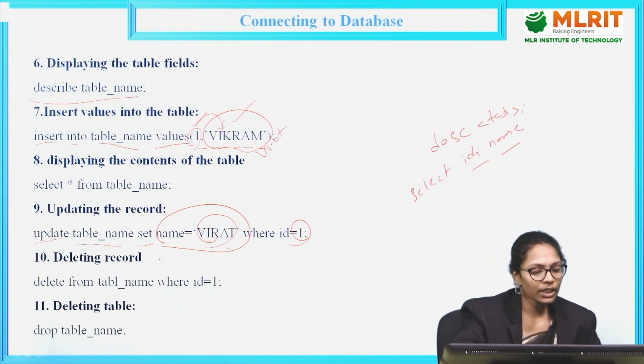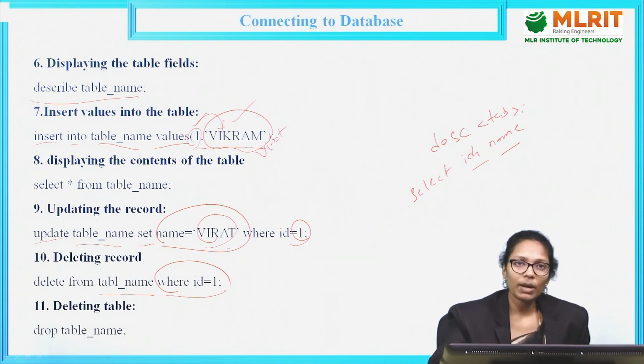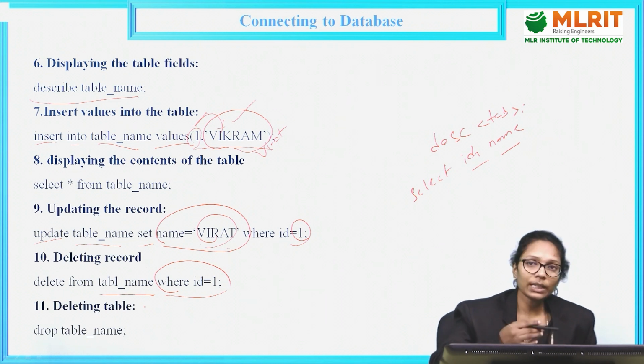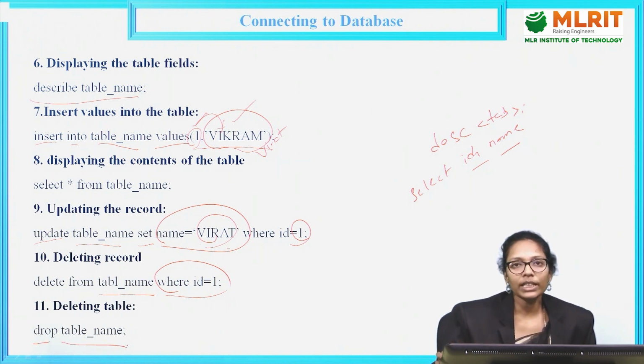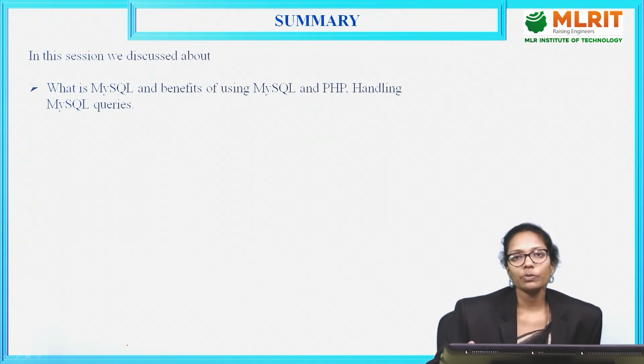And to delete a record: delete from table name, where you give the condition. Wherever this condition matches, the corresponding row of data will be deleted. And to delete the complete table, you use the drop command, drop followed by the table name. So that's about MySQL queries. In this video, we have discussed why to connect from PHP to MySQL, what the advantages of this connection are, and the basic queries of MySQL.